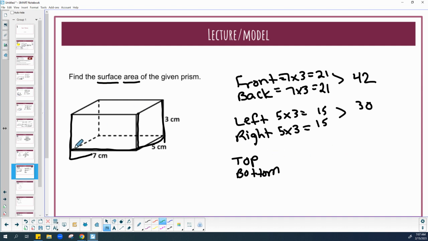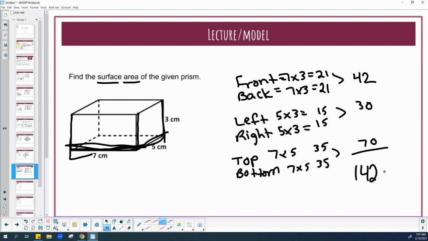All right, now the top and the bottom. The top and the bottom, if I highlight, are 7 by 5, which are each 35. Together, those make 70. All right, now total it all up. 30 and 70 is 100, plus 42 is 142 centimeters squared.